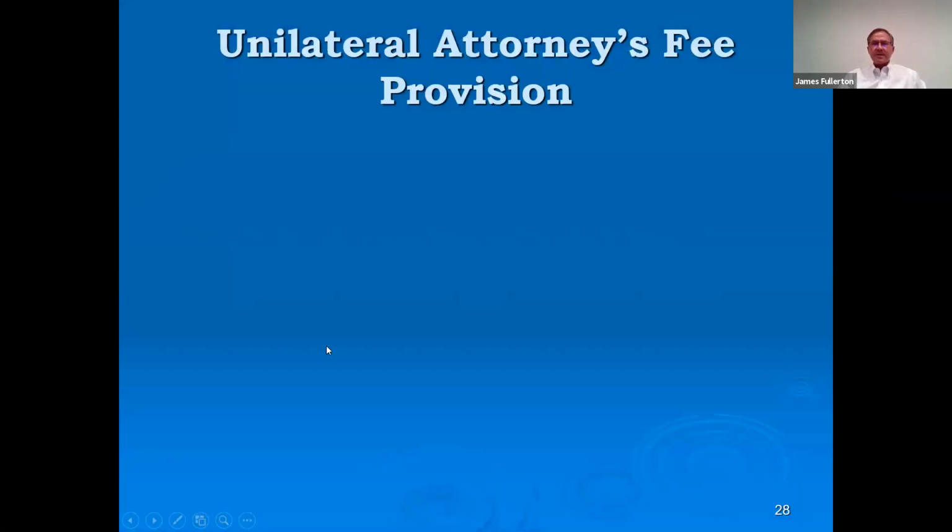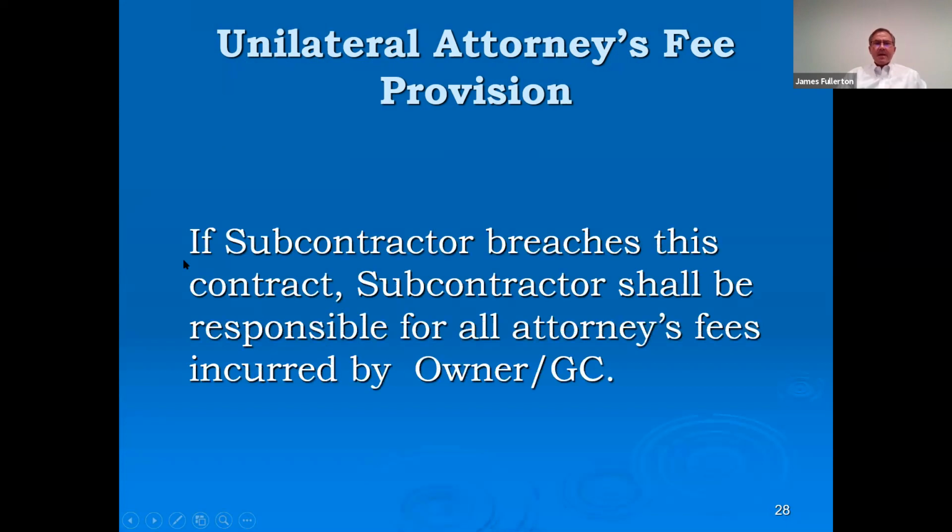Now, a unilateral attorney's fee provision is another example. This is what we call a unilateral attorney's fee provision. If sub breaches, sub shall be responsible for all of the owner or GC's attorney's fees. This is not bilateral. It does not work both ways. The sub could not make the owner pay attorney's fees, but the owner can make the sub pay attorney's fees. Now, people will agree to change this.